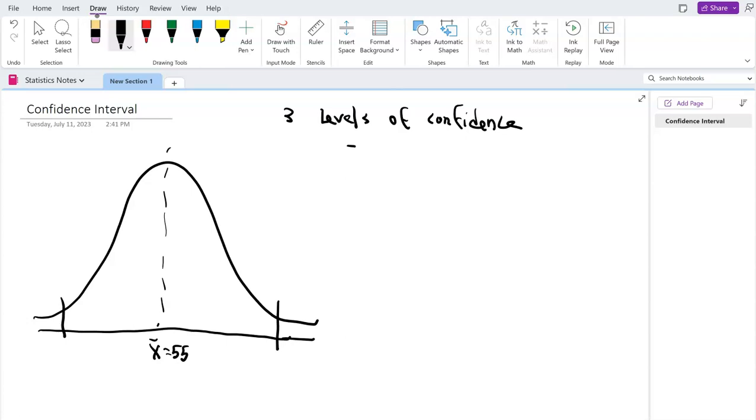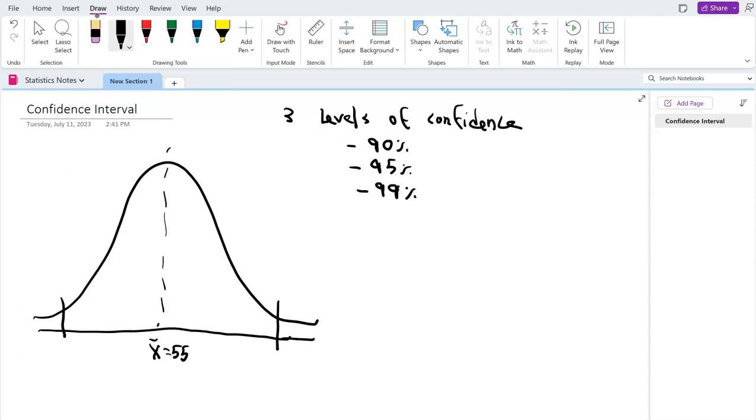Some people like to be 90% confident. Some people like to be 95% confident. And some people like to be 99% confident. We are never 100% confident. 100% would basically mean that, yes, x bar is 55, and the population mean is somewhere between negative infinity and positive infinity. I could say that and I would be 100% confident of it, but that really does not give me any information. So we can pick one of these later, but let's look at this now.